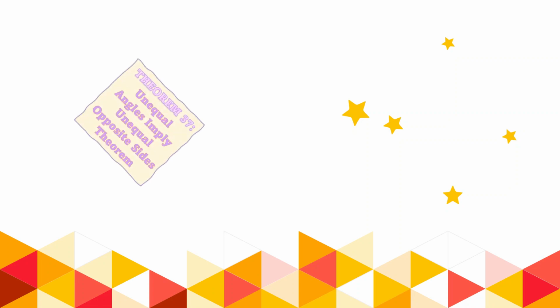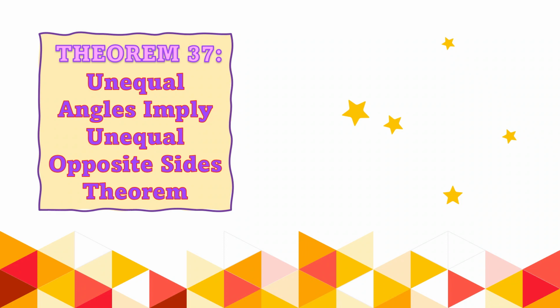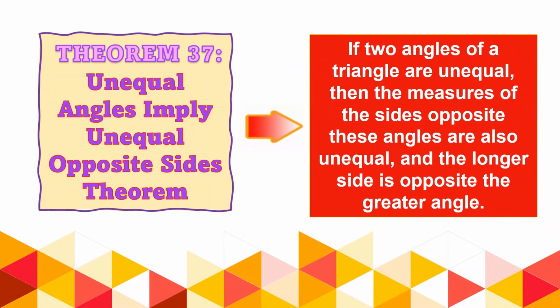The second important theorem that we need to know is Theorem 37. Unequal angles imply unequal opposite sides theorem. This theorem states that if two angles of a triangle are unequal, then the measures of the sides opposite these angles are also unequal, and the longer side is opposite the greater angle.